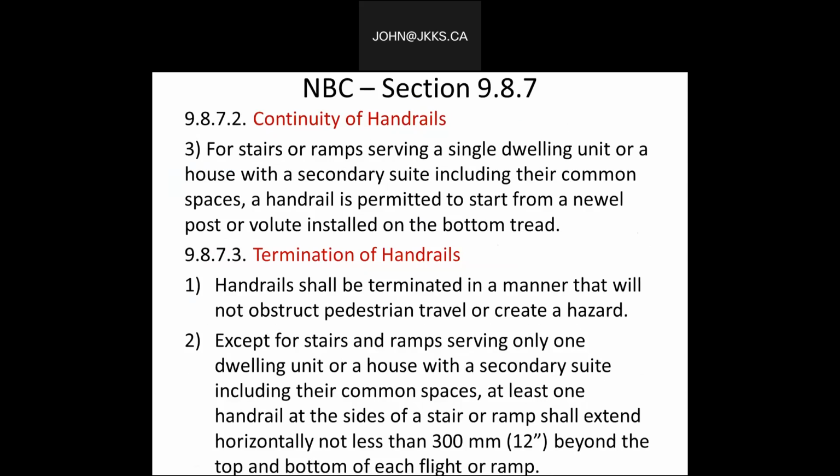So again, we can take a look at it, except for stairs and ramps serving only one dwelling unit or a house with a secondary suite, including their common space, at least one handrail at the sides of a stair or ramp shall extend horizontally not less than 12 inches beyond the top and bottom of each flight of the ramp.